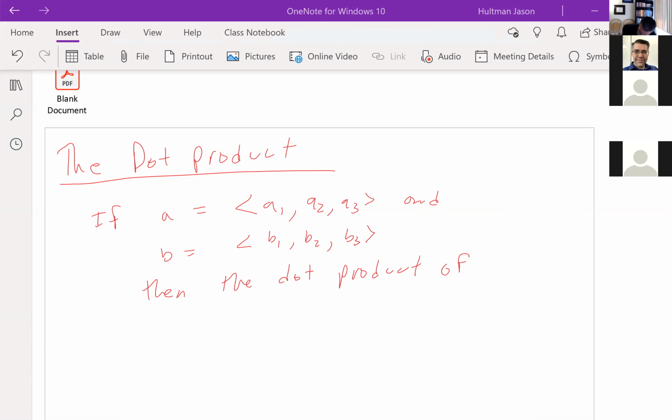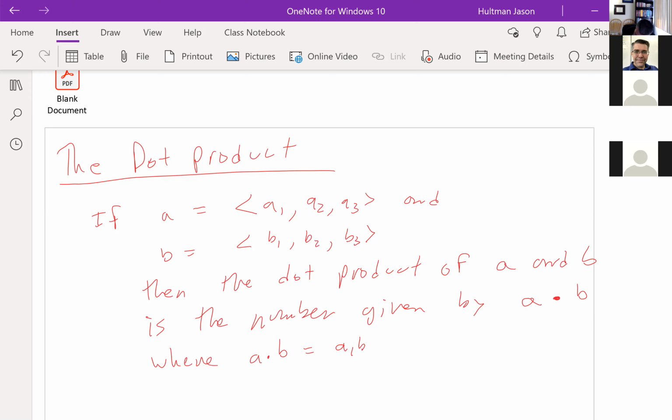Okay, of A and B is the number given by A dot B, where A dot B is equal to A1 times B1 plus A2 times B2 plus A3 times B3.